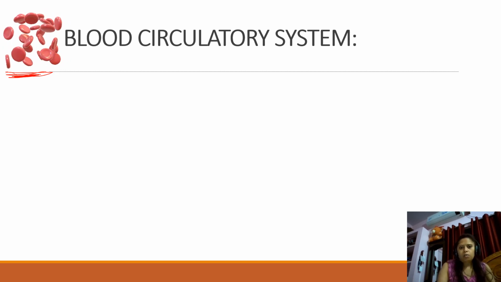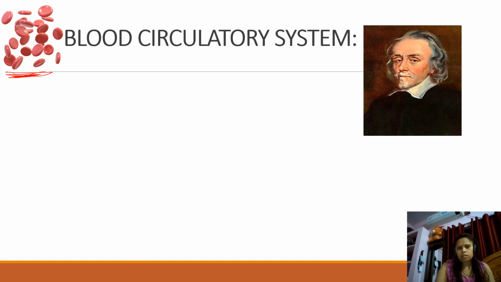Okay, so now we will discuss the blood circulatory system. Who has discovered the blood circulatory system? This is the picture of the scientist. Anyone can guess the name of this scientist? The name of the scientist is William Harvey.